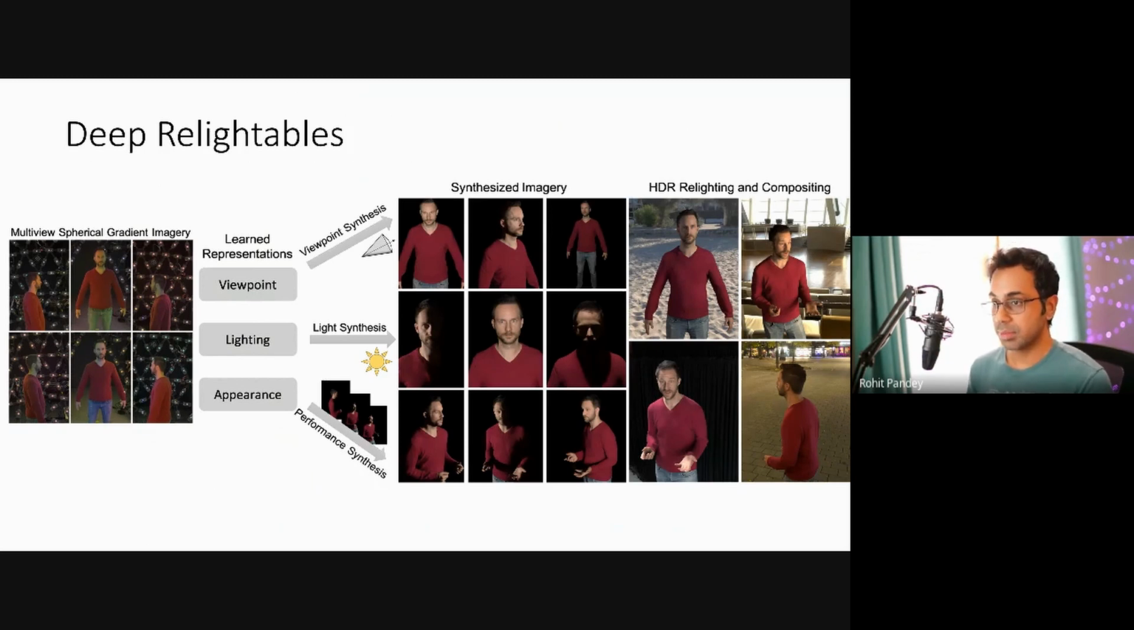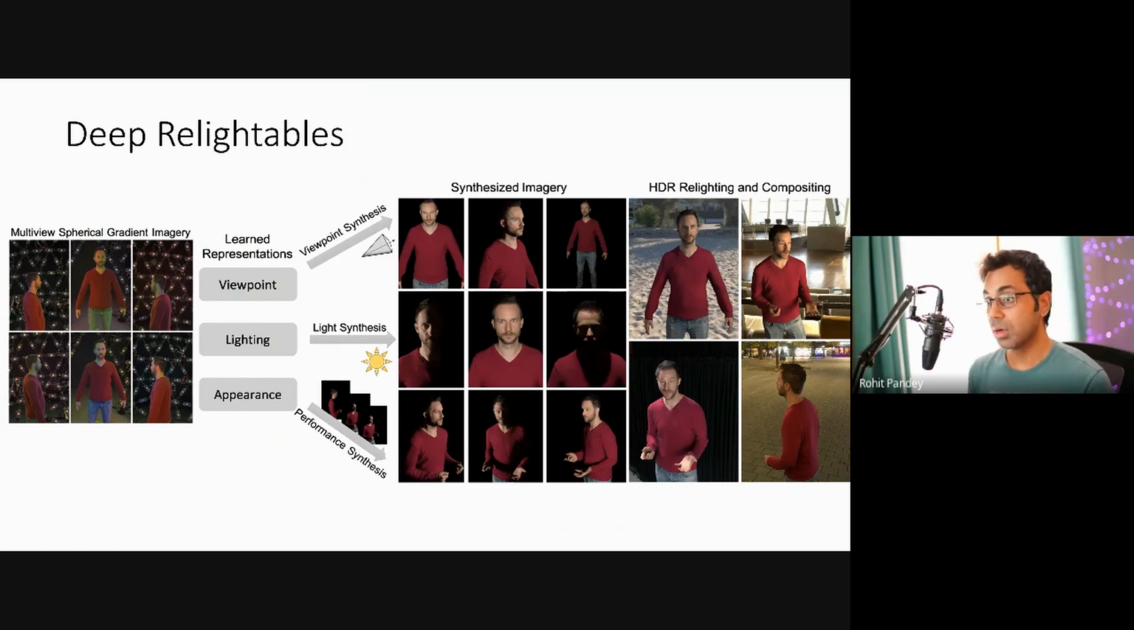So the idea for Deep Relightables was that we take multiple gradient images from multiple viewpoints, and then we are able to synthesize arbitrary viewpoints, seen in the top row. We're able to synthesize arbitrary lighting conditions, seen in the middle row, with OLAT images. OLAT images are one light at a time, with one light of the light stage on. OLAT images can then be combined linearly to compute relit images under any arbitrary HDRI environment.